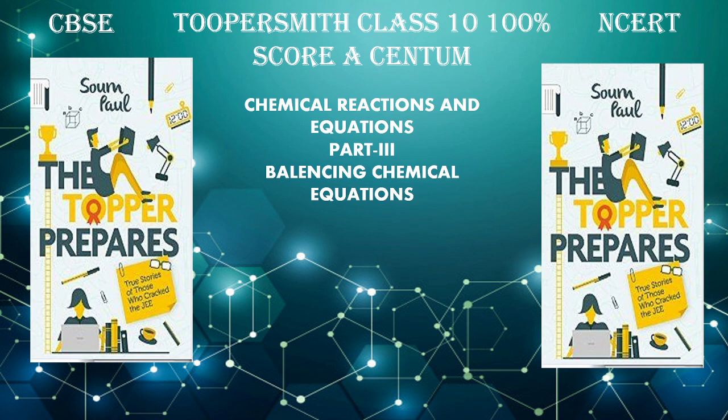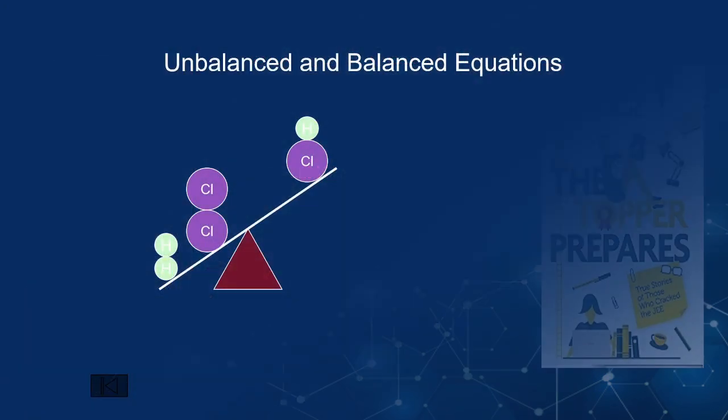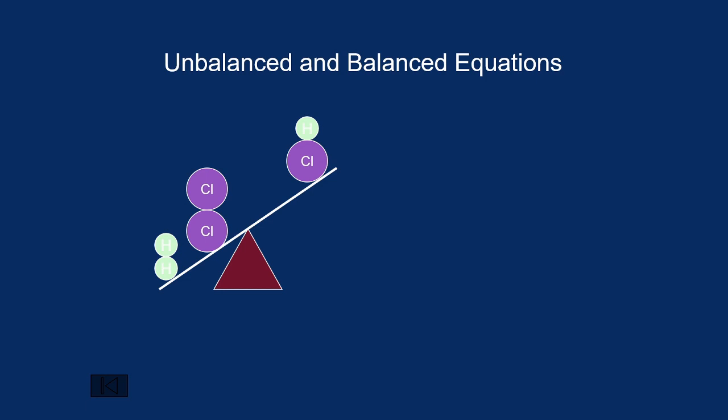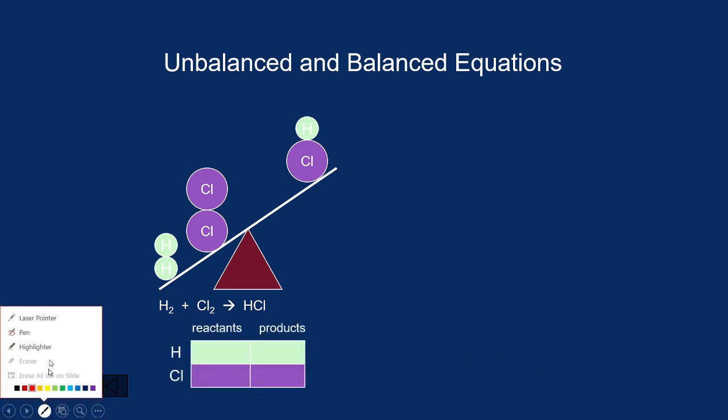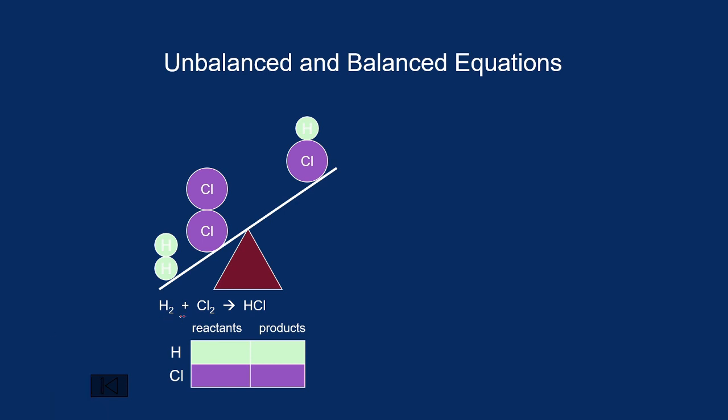So let's go off with part 3, Balancing Chemical Equations. So guys, first let's learn unbalanced and balanced equations. This is very easy. As you can see here, it's H2 plus Cl2.